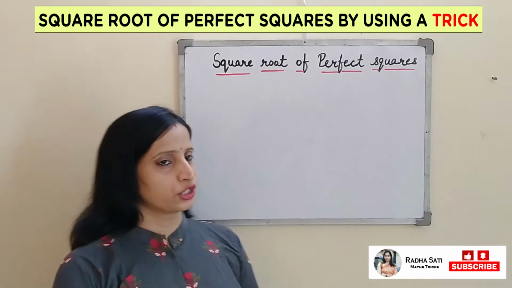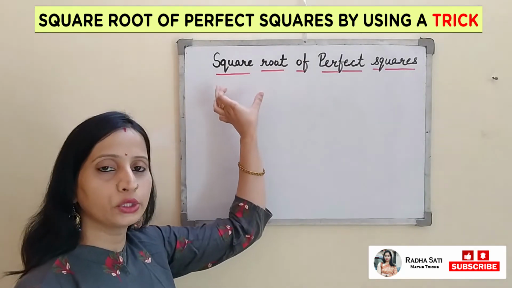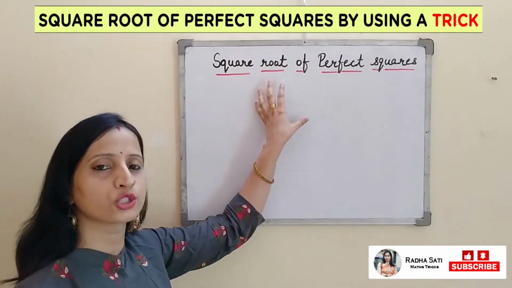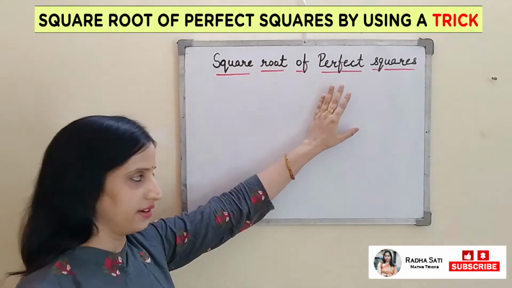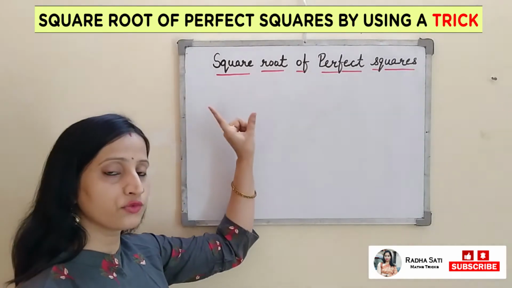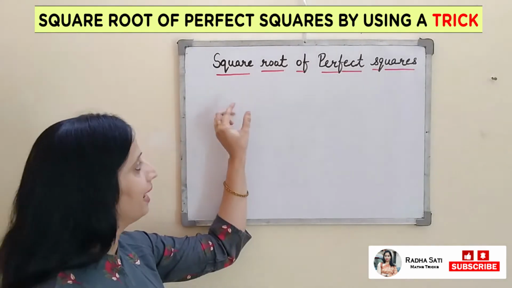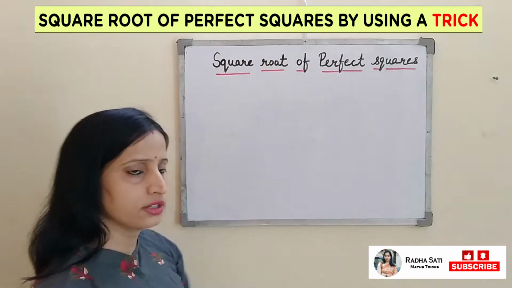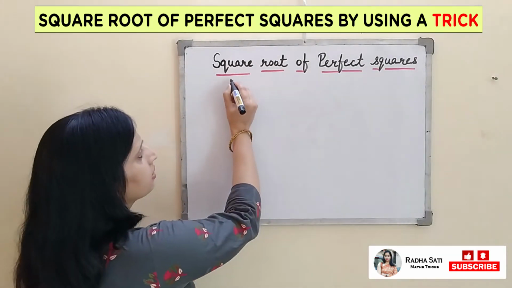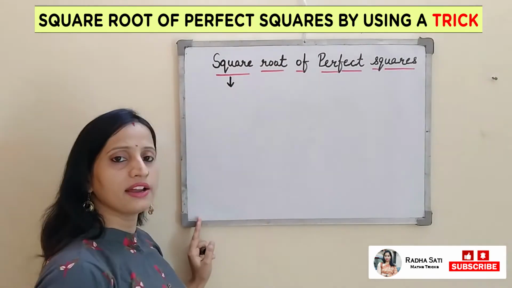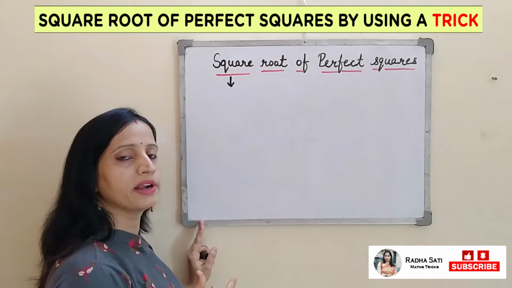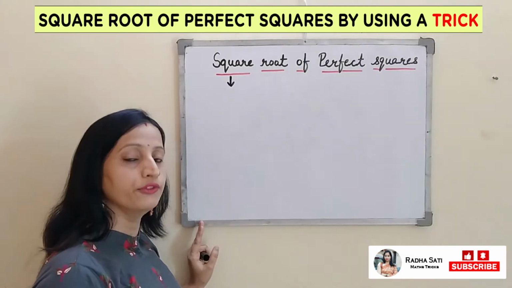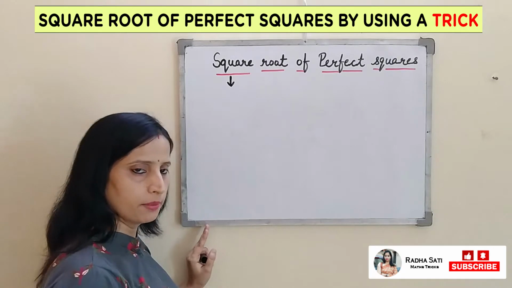Welcome back. In today's video we are going to learn how to find the square root of perfect squares. For this, first we need to learn the meaning of the terms square, square root and perfect squares. Square means when we multiply a number twice, or multiply a number by itself, we get the square of the number.